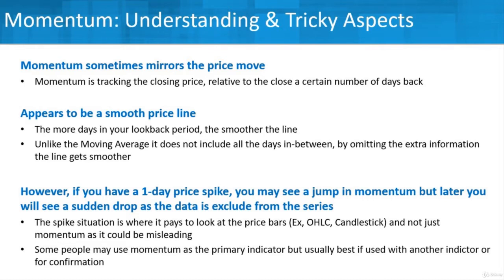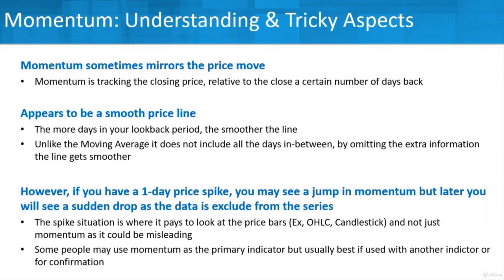However, if you have a one-day price spike, you may see a jump in momentum for a moment, but later you will see a sudden drop as the data is excluded from the series. So let's say it's a price spike up. You're going to see your momentum indicator have a more dramatic change, and then it's going to account for that on the next day as it looks back at its look back period.